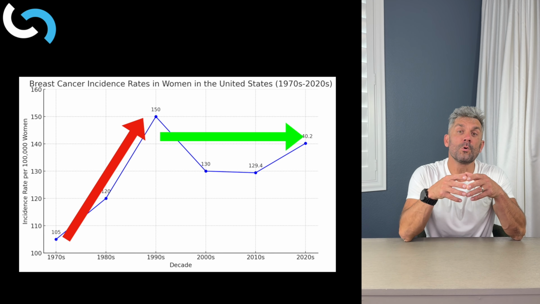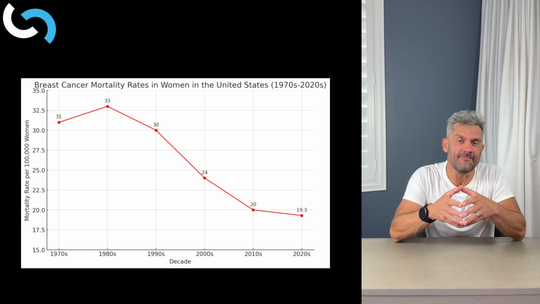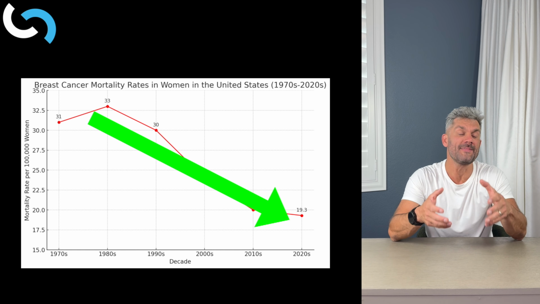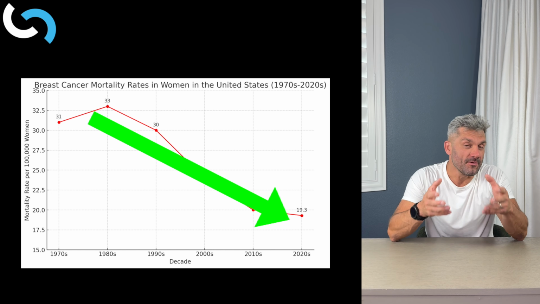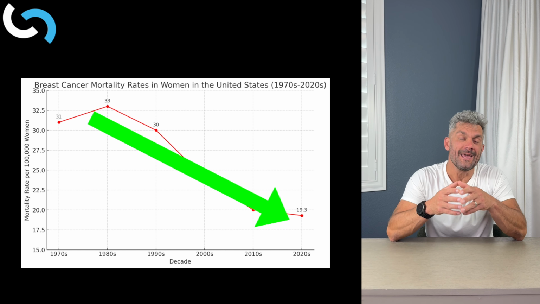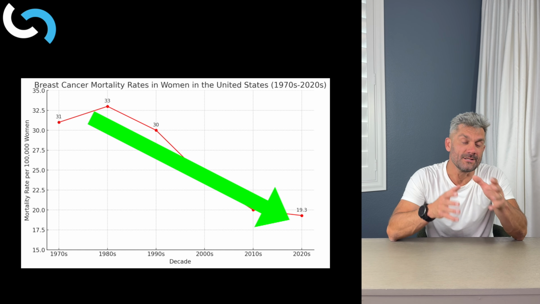Now, how about mortality or death from breast cancer looking back to the 1970s? Well, we can see that the incidence of death due to breast cancer per 100,000 women was 31, 32 in the 1970s and 80s, and that has decreased to about 19 in the current era, 2020.